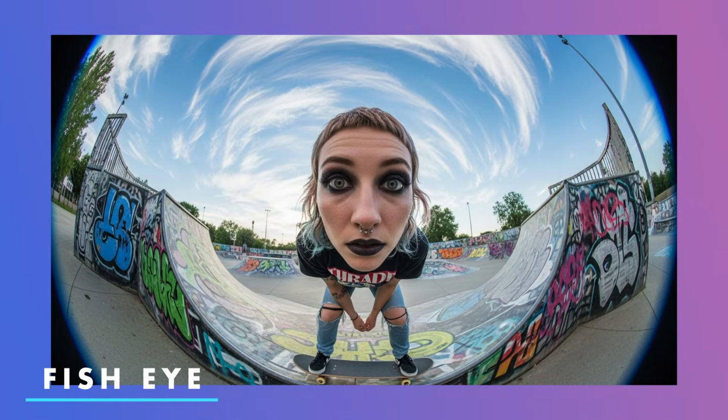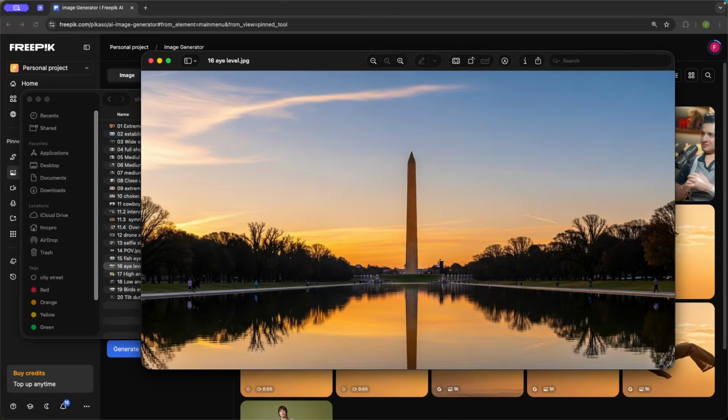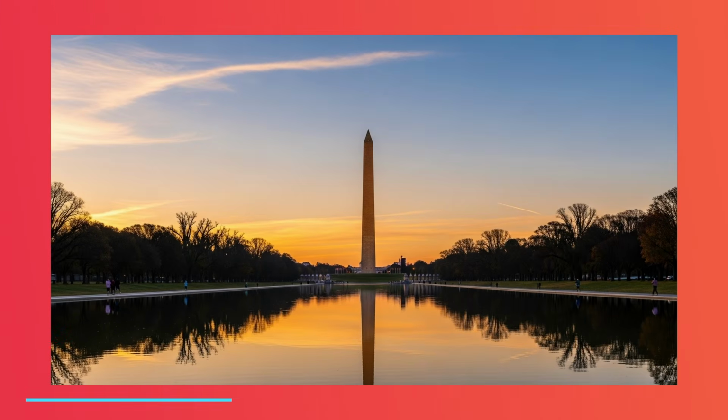Fisheye shot. This uses a very special lens to create a wide, distorted, spherical look. Now this shot is about the lens, and you have a lot of different examples. But in this video, I'm trying to focus on the most common ones, because you have a million different styles and lenses and shots. Finally, there's a whole other group of shots based on the camera angle.